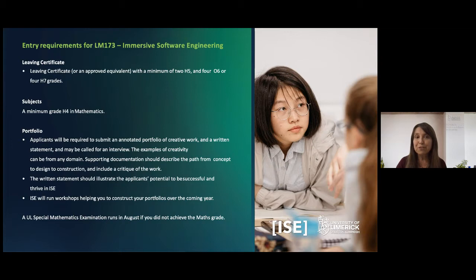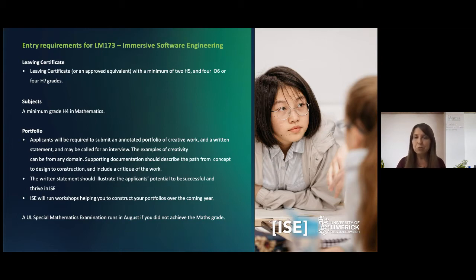In LM173, it's not enough to have good grades. You also have to show that you are the right kind of person for this kind of program: a person with initiative, curiosity, and creativity, possibly in connection with technology. So there is going to be a portfolio.